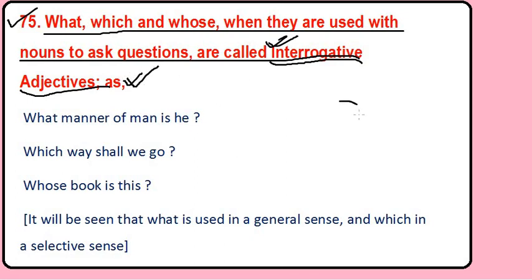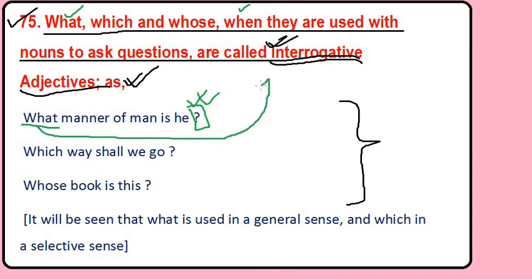If we read the examples, we can understand it more clearly. So let us read the examples. What manner of man is he? Here what? See here, what, which and whose. So here what is questioning, and also see at the last a question mark is there. So here it is the interrogative adjective in this sentence.